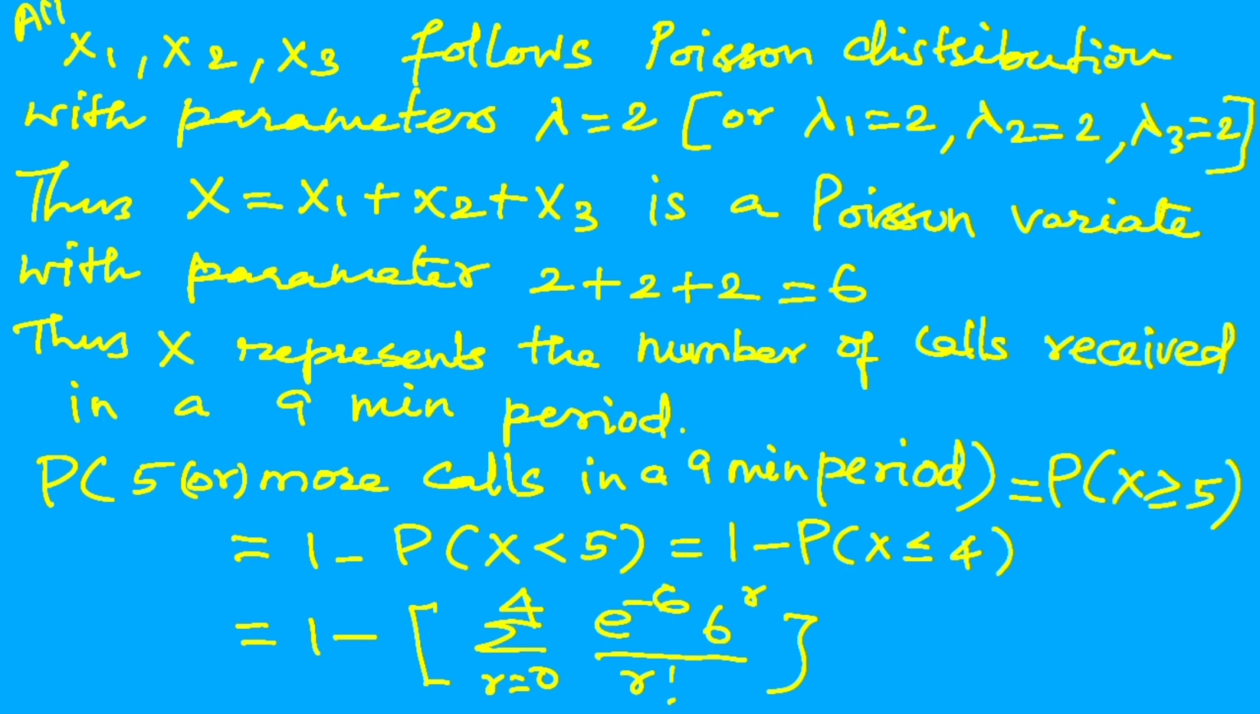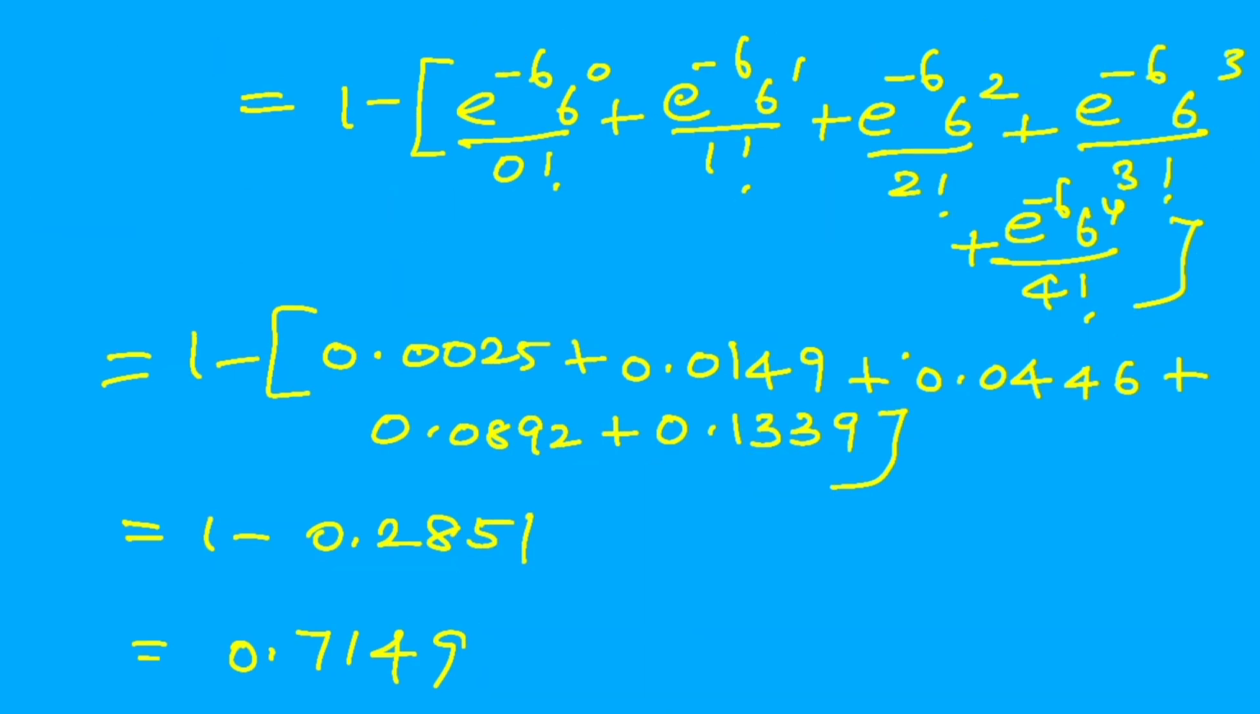So now we can write directly the probability of 5 or more calls in the 9-minute period, that is equal to the probability of X greater than or equal to 5. X greater than or equal to 5 is a very lengthy calculation, therefore we are taking the complementary portion, that is 1 minus P of X less than 5. That can be written as 1 minus the probability of 0, 1, 2, 3, and 4. All the cases are taken and added, then we subtract this quantity from 1. The respective calculation is given here.